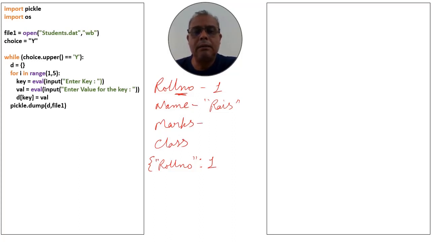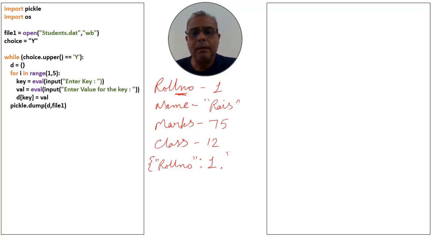Then in the next pass we are going to add the key marks. Let's say marks are 75. Then in the next pass we are going to add class. Let's say class is equal to 12th. So we are going to add these key value pairs. Once we have added these key value pairs, for the roll number key, roll number is 1.